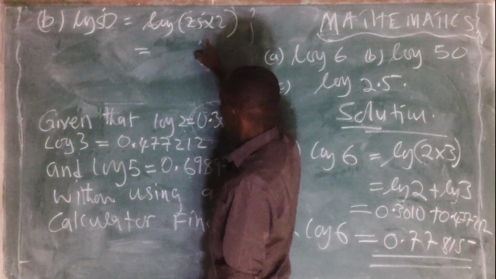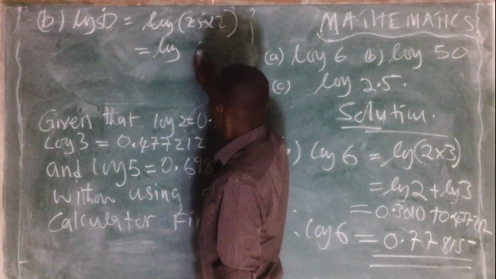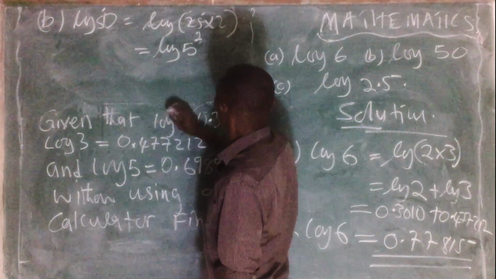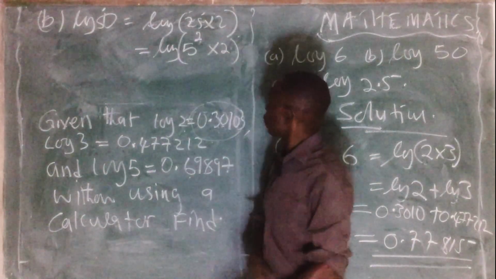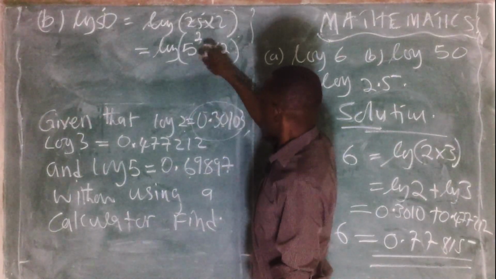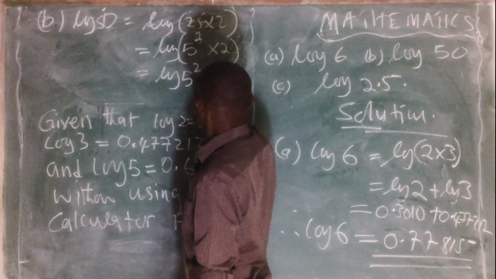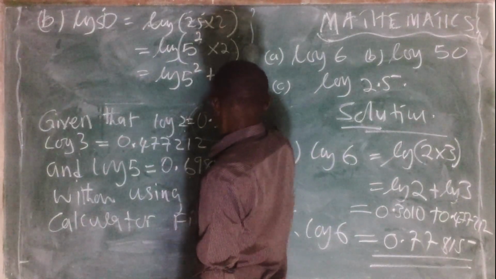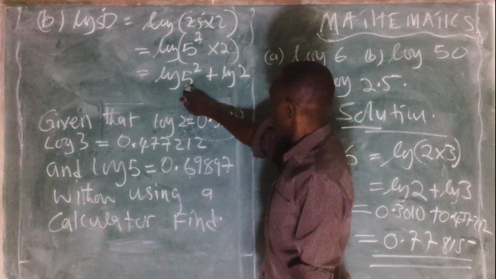Though I don't have 25, I will know for sure that this 25 is as good as writing log of 5 to the power 2, then multiplied by 2 itself. Look at that. So when I borrow the rules of logarithm, this multiplied by this is as good as writing logarithm of 5 to the power 2, then plus logarithm of 2. For this one here, we know that the base is 10.